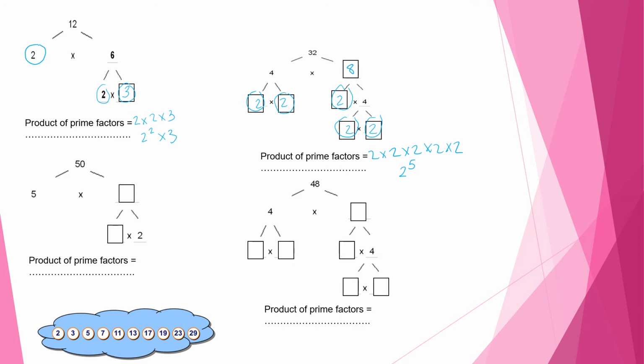For 50, we've got 5 times 10, 5 being a prime number. And 10, we've got 5 times 2. So 2 times 5 times 5, or 2 times 5 squared is 50. 48, we've got 4 times 12. We can split our 4 into 2 times 2, both of which are prime numbers. 12 we can split into 3 times 4. 3 obviously being a prime number, and we can split that 4 again into another 2 times 2, which we can simplify as 2 to the power 4 times 3.